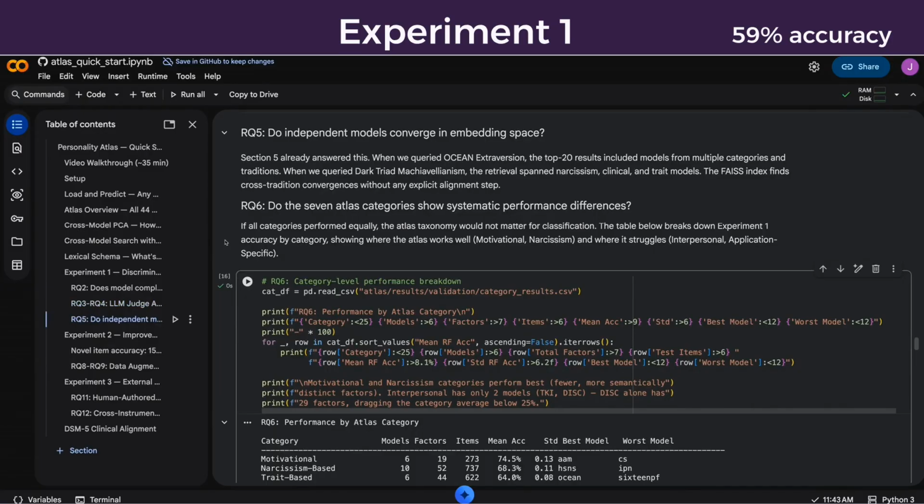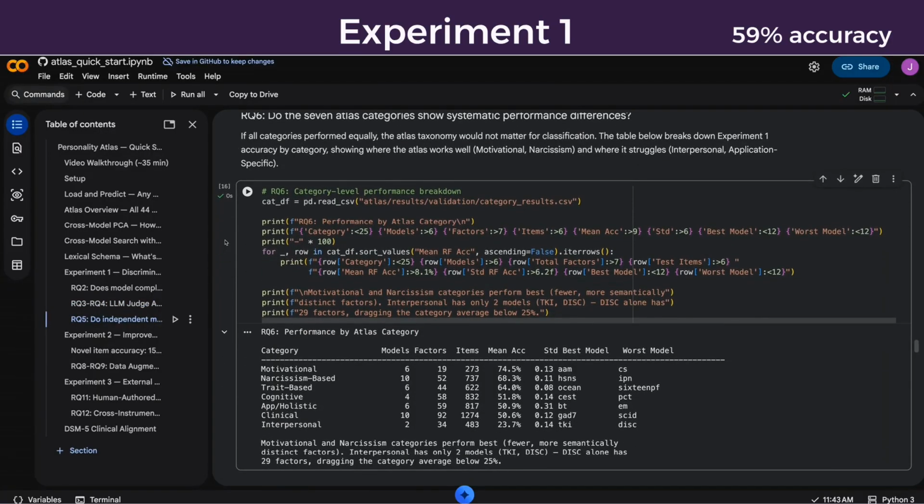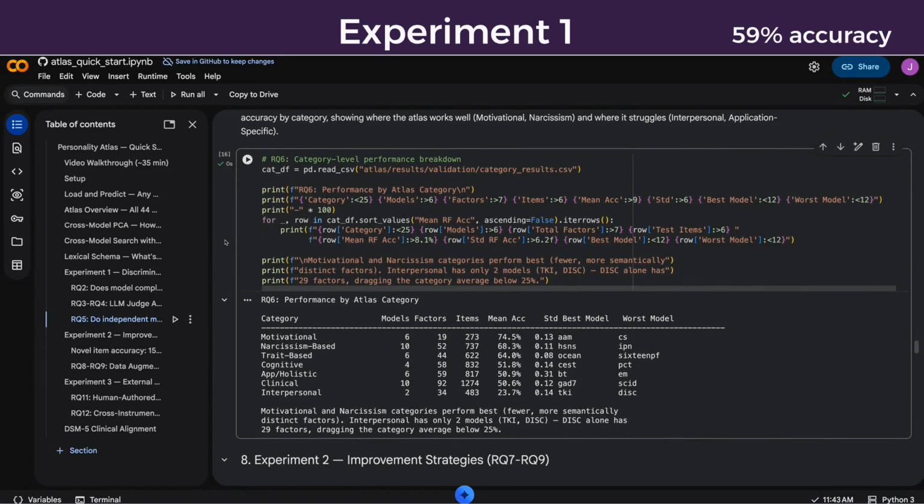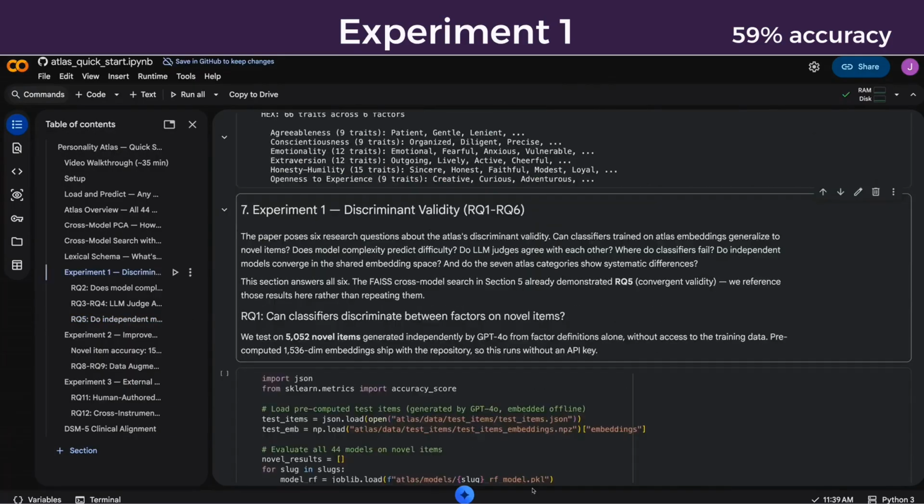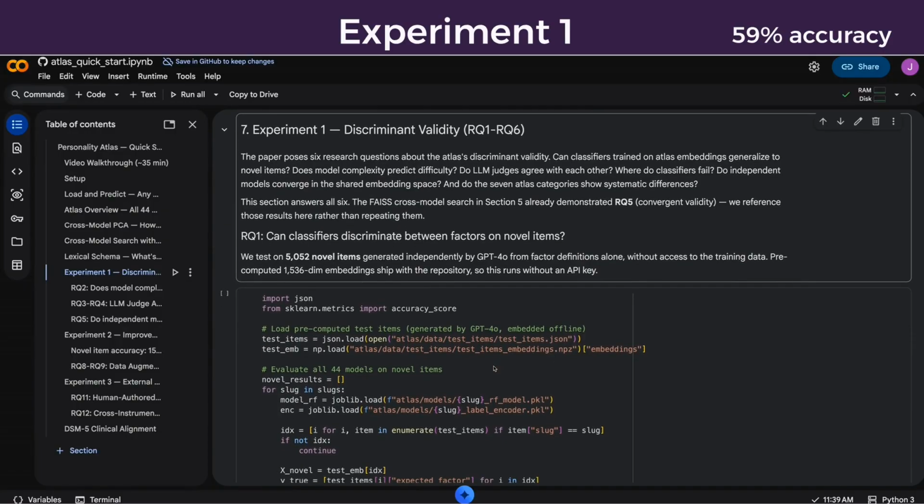RQ6. Do the 7 categories differ? Yes. Motivational leads at 74.5%. Interpersonal trails at 23.7%, driven by DISC's 29 factor structure. The taxonomy predicts where the atlas works and where it struggles.